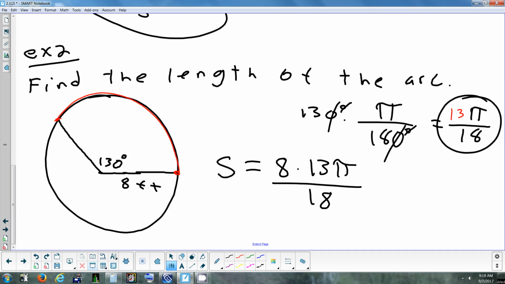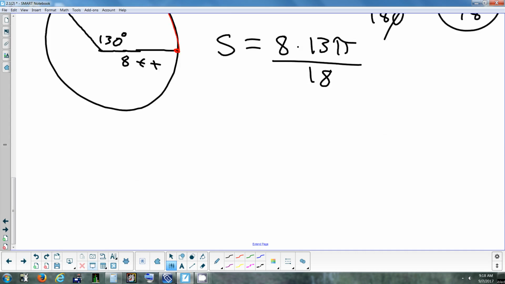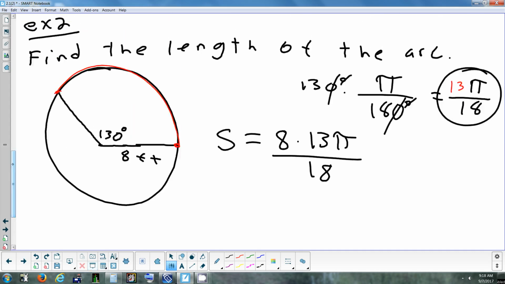And all you can really do there is reduce a little bit. What can we reduce 8 and 18 by? 2. So we can make that a 4 and a 9. So my arc length is 4 times 13 pi. What's 4 times 13 pi? 52 pi divided by 9.